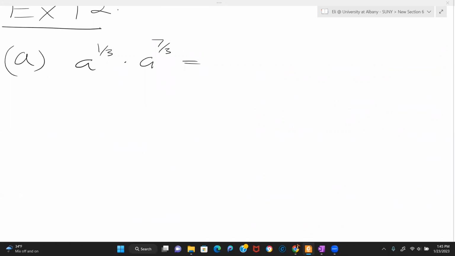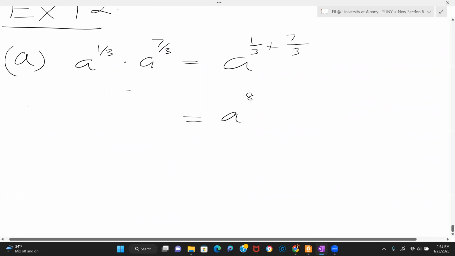Okay, so with that in mind, we can compute this pretty easily. This will become a to the 1/3 plus 7/3. And then we just add the fractions to get a to the 8/3 power. All right, let's look at B.